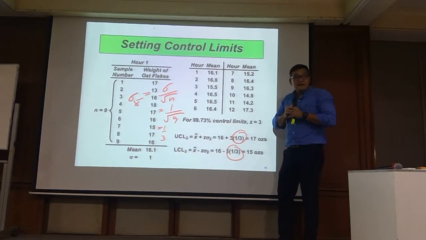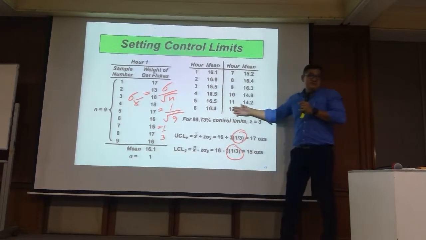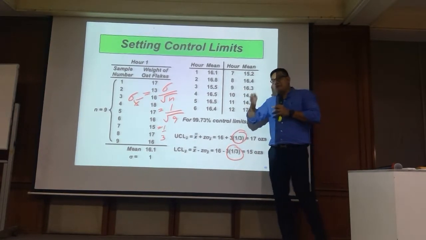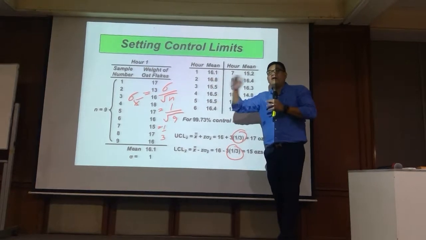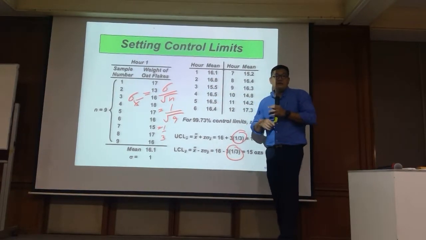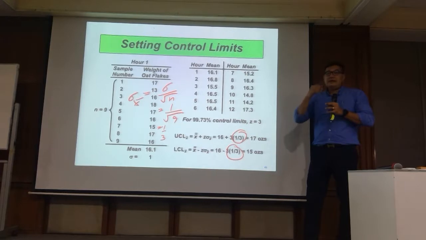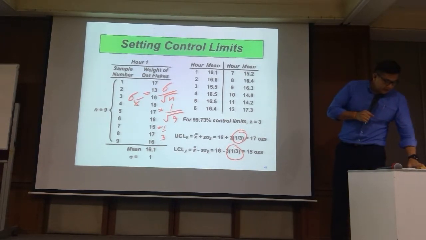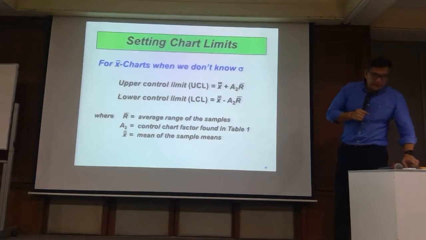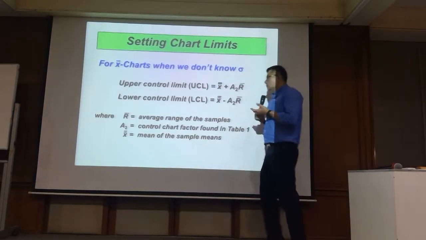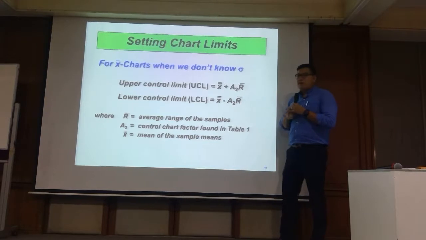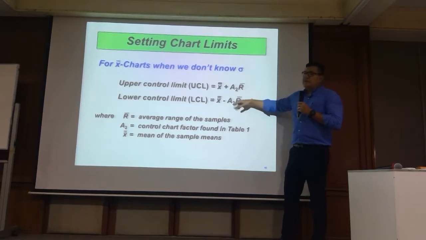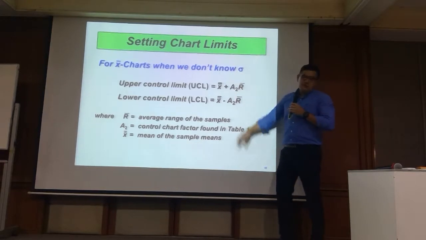R bar is what? It is the average of all R1 until R12. You use R1 plus R2 plus R3 until plus R12, all divided by 12. That is the R bar. This one we're going to use a lot because it's more practical, since in the real world, maybe we don't know about the standardization of the population. So we can apply this formula to upper and lower control.